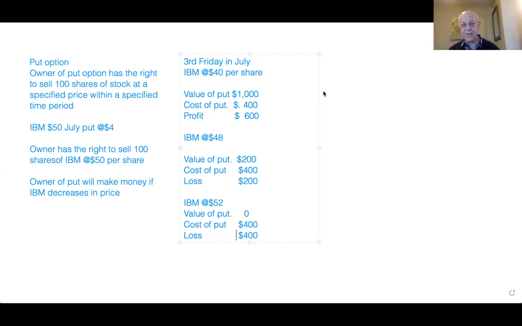And again, let's just finish this up with the writer of the put. And again, it's the same option. It's the third Friday in July. It's the July 50 put. So we're at the third Friday.